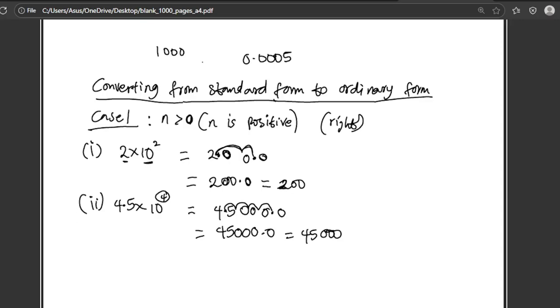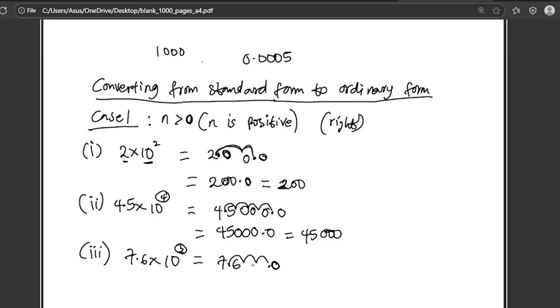Let's take one more example on that. If we have 7.6 times 10 to the power 3, we write our 7.6, right? And then we want to move the decimal point to the right. Why? Because n is positive. n is greater than 0. How many times? That depends on the power of 10. 10 has the power of 3. That's 3 times. So you go 1, 2, 3. We stop, put the decimal point there, and then 0.